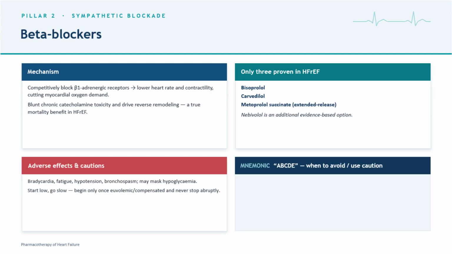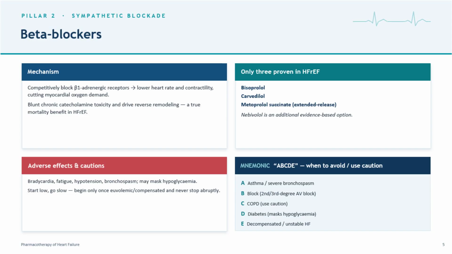Pillar 2, sympathetic blockade, the beta blockers. Now here's what fires me up about this class. They take chronic catecholamine toxicity, that constant adrenaline hammering on the heart, and they shut it down, driving real reverse remodeling. But you cannot use just any beta blocker. Only 3 are proven in HFrEF: bisoprolol, carvedilol, and metoprolol succinate, the extended release one. Nebivolol is an extra evidence-based option.